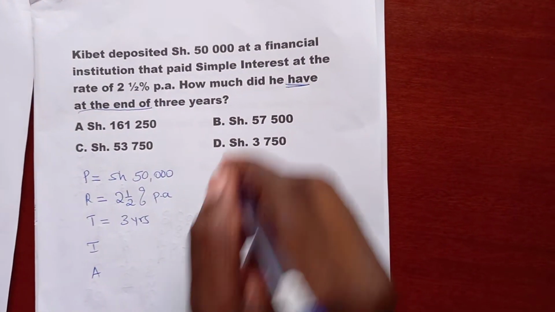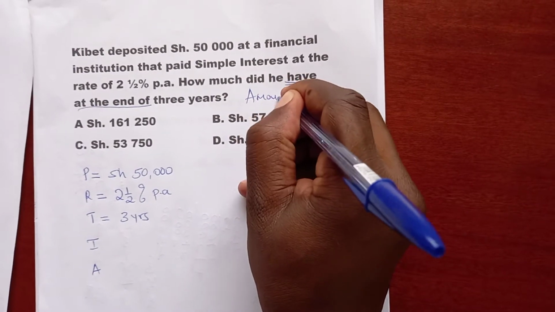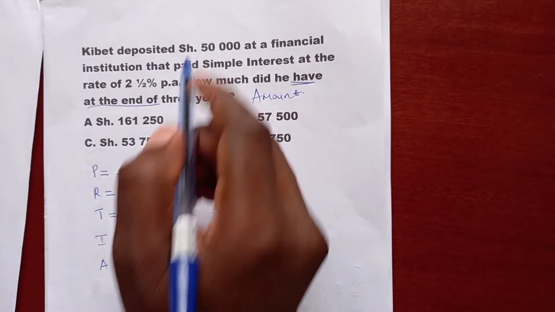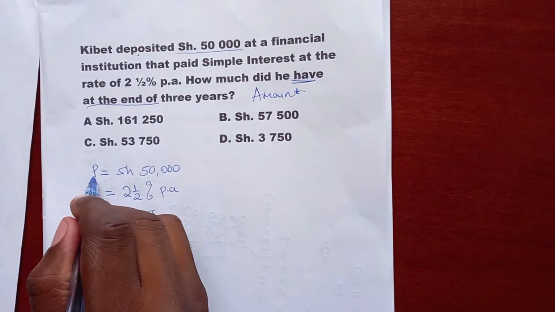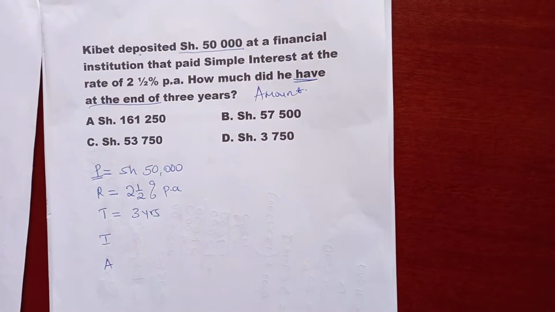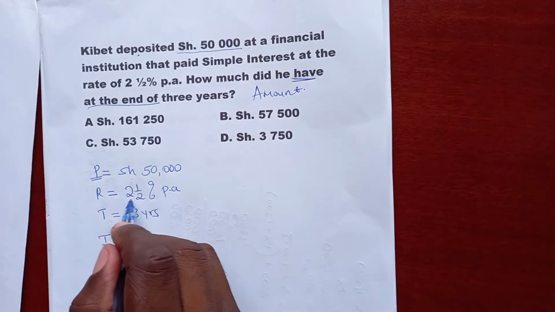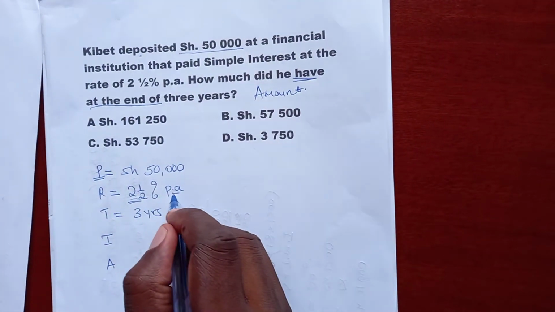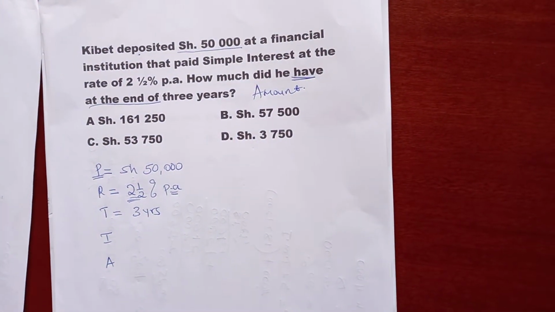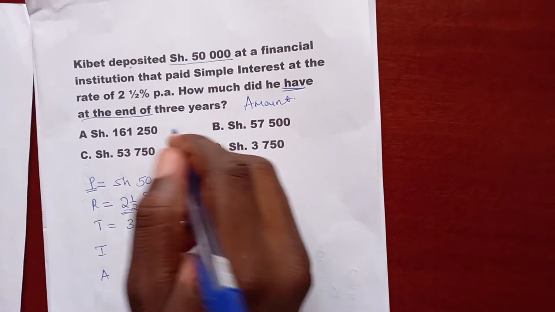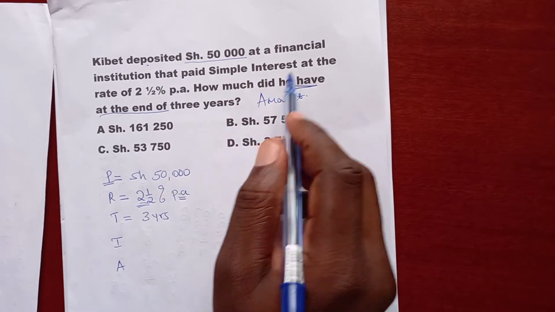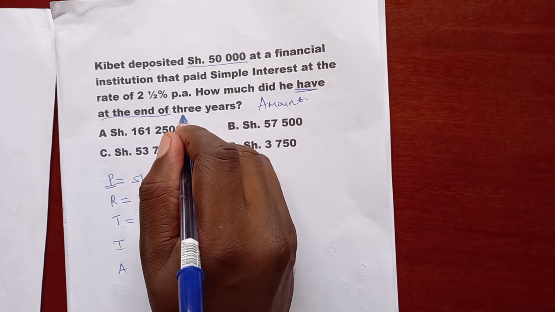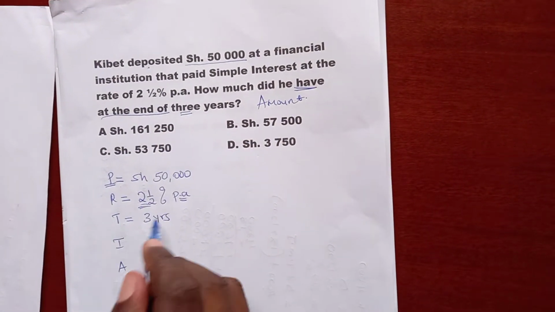So our question is asking about the amount. We have been given shillings 50,000 as deposit. That represents our principal. We are told that the rate was calculated at 2.5% per annum, meaning every year. Then we are told that the money was invested in the financial institution for 3 years. So our time is 3 years.